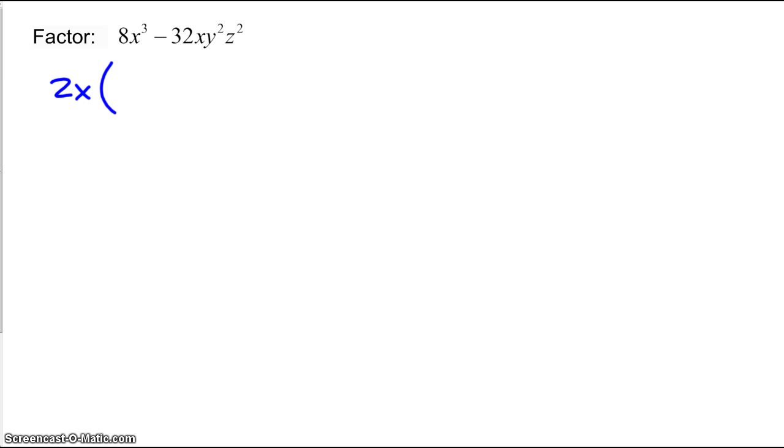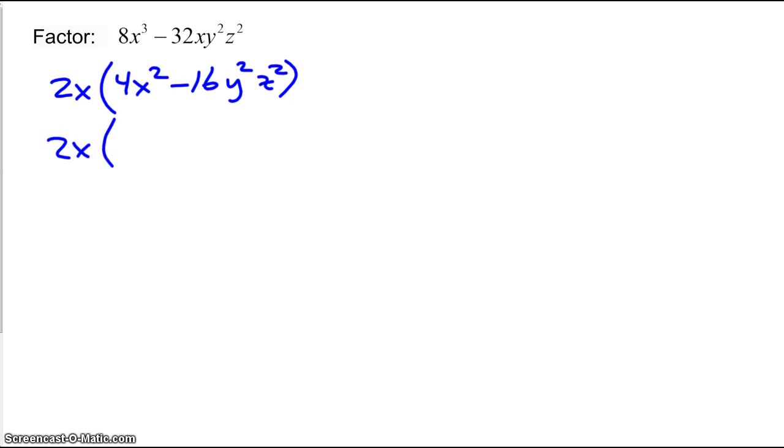And what would I get? I would get 4 left and an x squared. And then to take the 2 and turn it into a negative 32, I'd have to multiply by a negative 16. I've removed the x, and I have a y squared and a z squared. All right, so I can do greatest common factoring first, and then keep that off on the side.